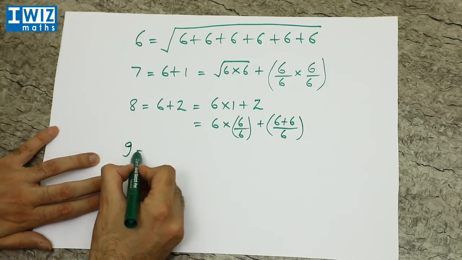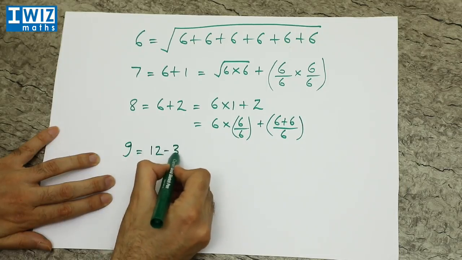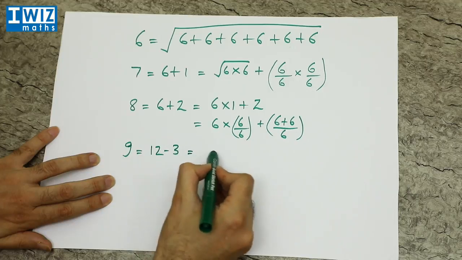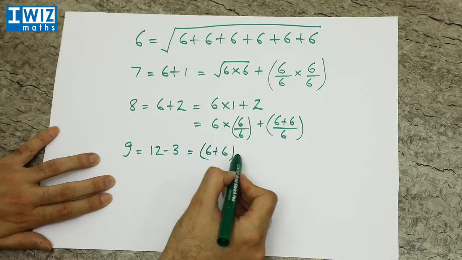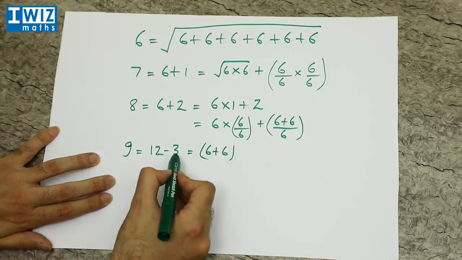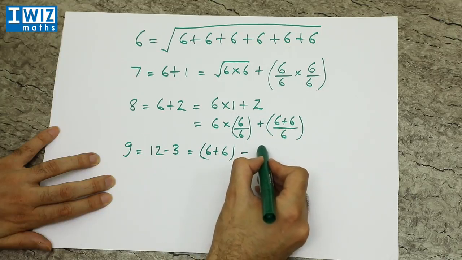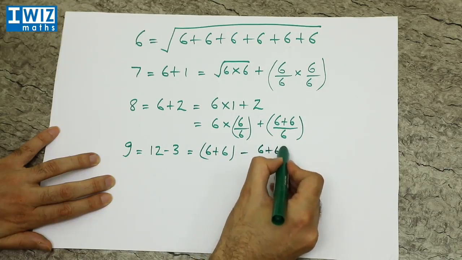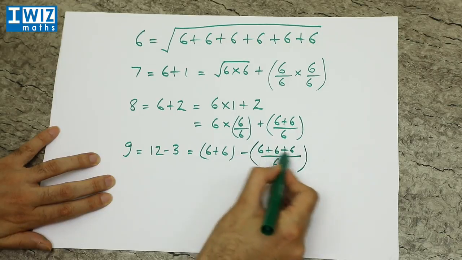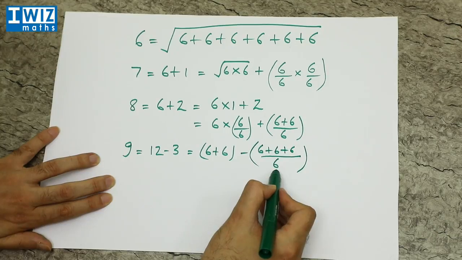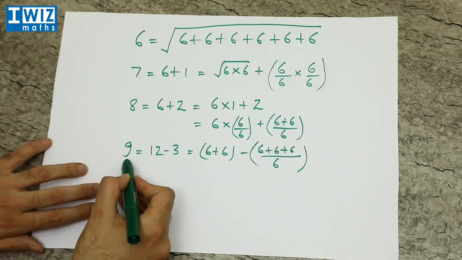9, we can get to 9 by thinking of 9 as let's say 12 minus 3. 12 is just 6 plus 6, that's 12, and now we need to get to the number 3, which we get from minusing 6 plus 6 plus 6 divided by 6. So that's 18 divided by 6 is 3, so that makes it 12 minus 3 is equal to 9.